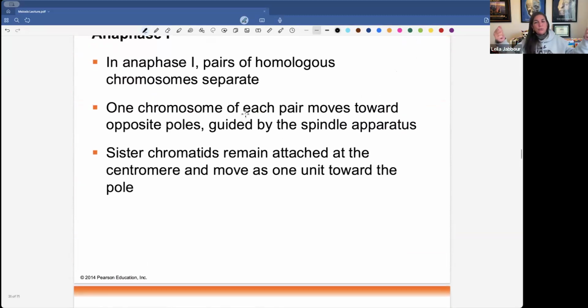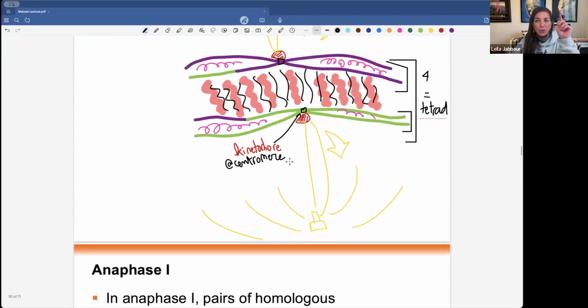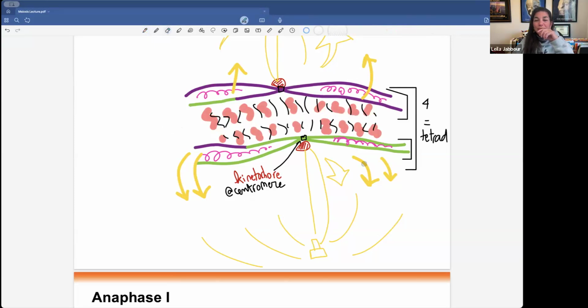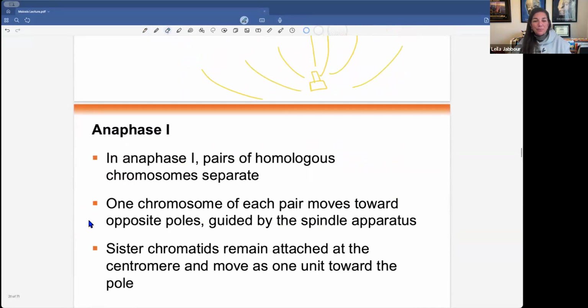So one chromosome of each pair moves towards the pole, but the sister chromatids remain attached at the centromere and move as one unit towards the pole. So these sister chromatids are moving together because they're still attached here. They're going to be moving like this together. This is moving together towards this pole, and these sister chromatids are moving together towards the opposite pole. Okay, so they'll be split in the middle here. Boom, boom, boom, boom, boom. It'll be split. Oh, this is fun. All right, and then they will be pulled towards the pole.